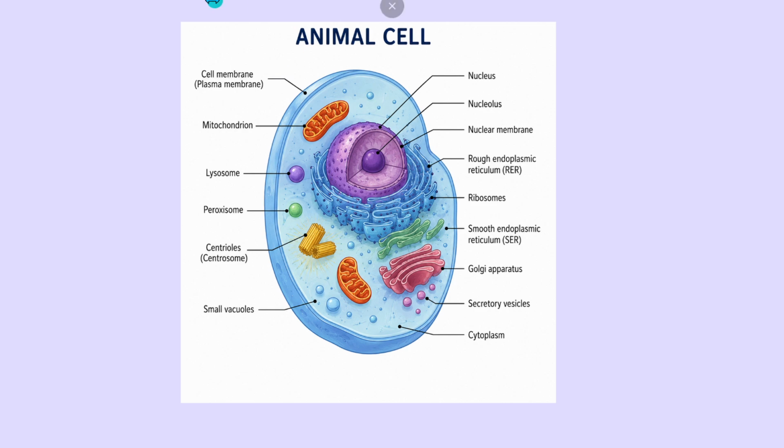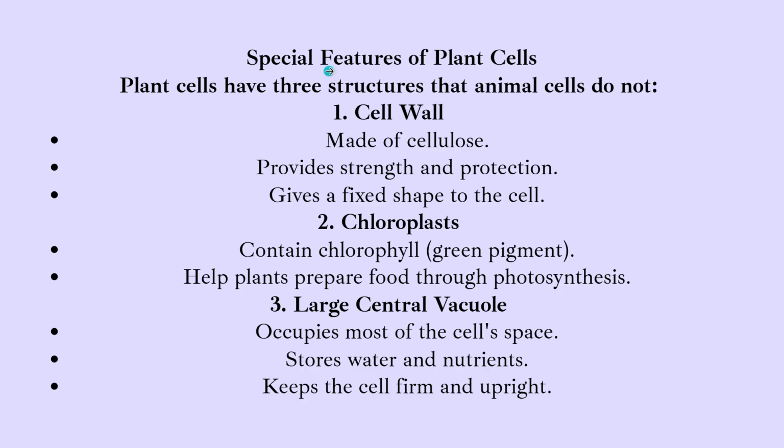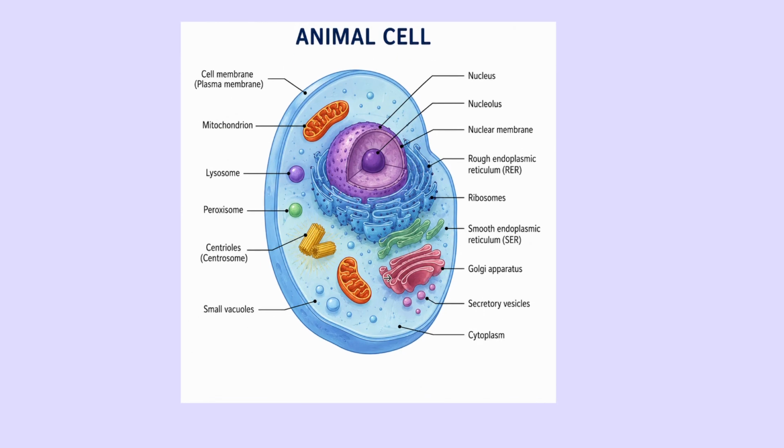Hello students. In the last lecture we covered the plant cell, and there we talked about some special features of plant cells, structures that are only present in plants but not in animals. One of them was the cell wall, the chloroplast and the large central vacuole. From the diagram it is clearly visible that the animal cell doesn't contain a cell wall.